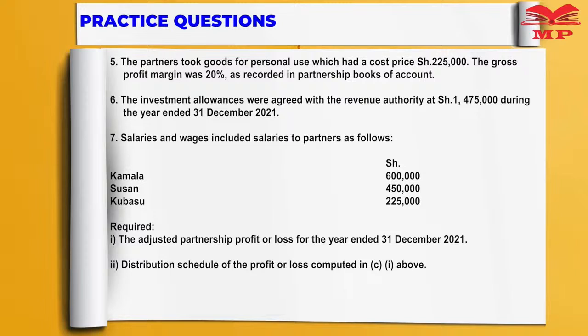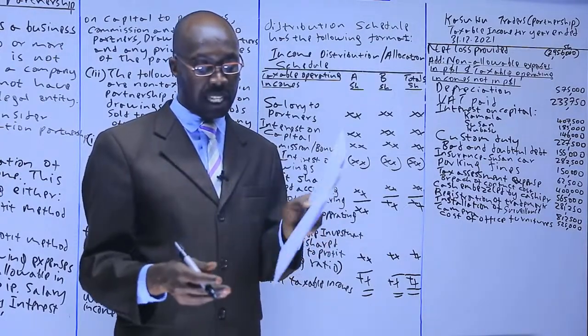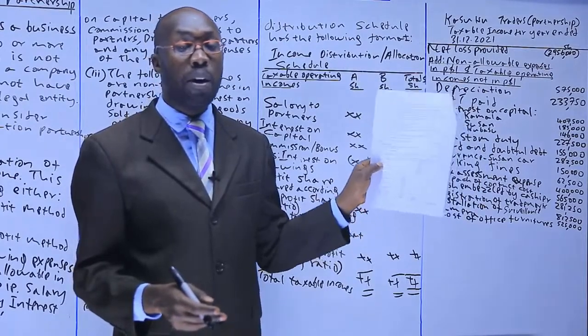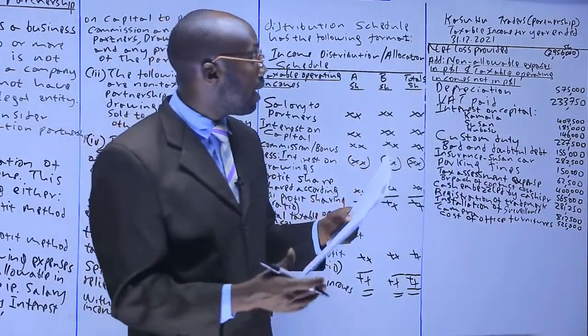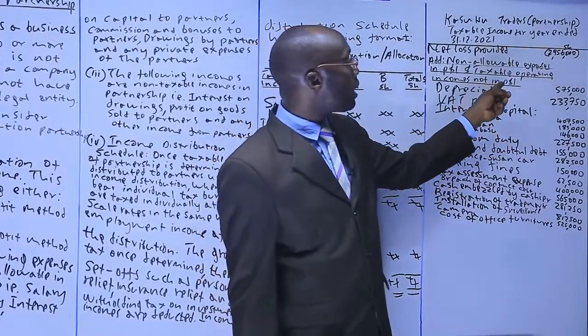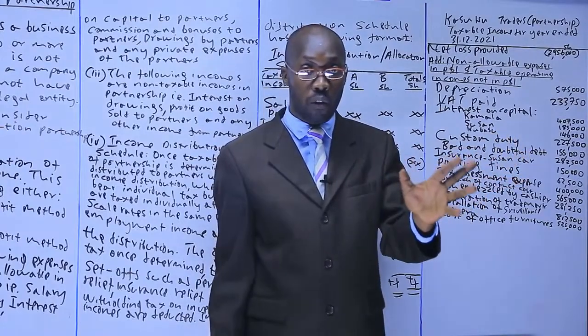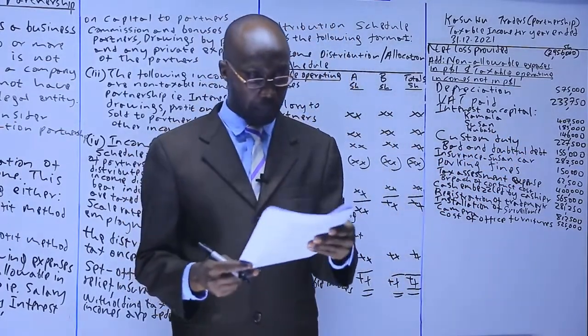The partners took goods for personal use which had a cost price of 225,000. The gross profit margin was 20% as recorded in the partnership books of account. So partners took goods, they were charged profit. It's like the goods were sold to them. Now, they were at the rate of 20%. Now, if you go to the income statement to check whether that profit is there, it is in the gross profit that you can see in the income statement. And what did we say about the income in the income statement? At the moment, we are interested with the income not in the P&L, not in the income statement. So if an income is in the income statement, we ignore for now. So we move on to the next one.